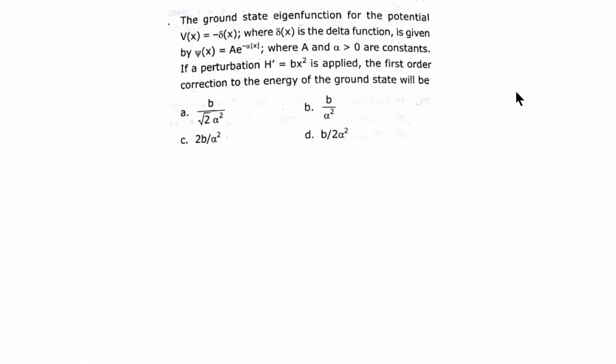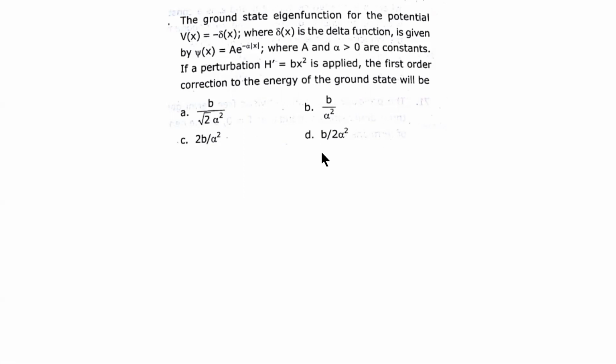The ground state eigenfunction for the potential that is given here, the delta function potential, is given by the wave function. Okay, so the ground state wave function is given. A and alpha are constants, we are told, and there is a perturbation that is given, and we are asked to find the first order correction to the ground state energy.